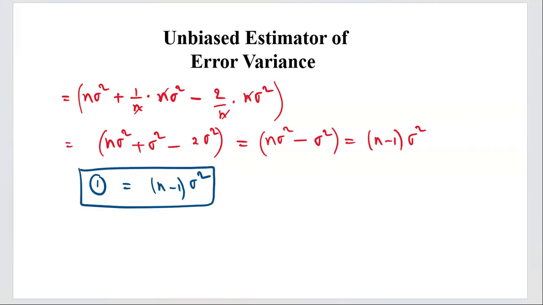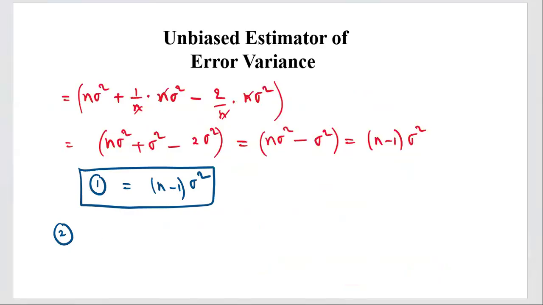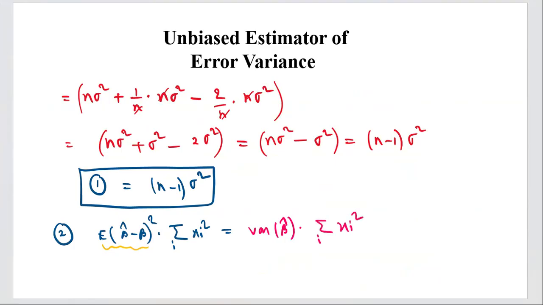Now similarly, you have to work with the second part and the third part. So let us start with the second part and see. What was the second part? This one: expectation of (beta cap minus beta) square into summation small xi square. Now can you tell me what will be this portion? This portion is nothing but variance of beta cap, right? And then you have this, as it is.